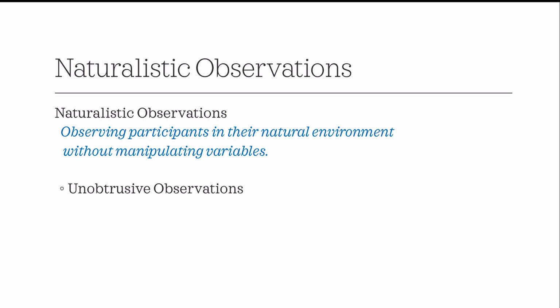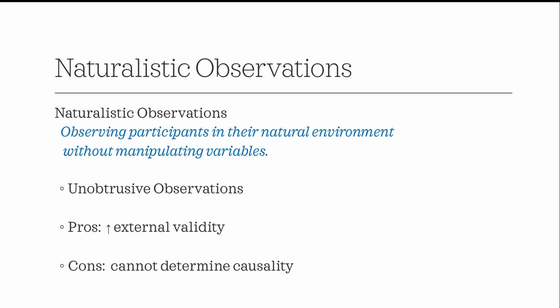So we want to make sure that these people don't know they're being watched, because we don't want their behavior to change. We want to know what they really act like when nobody else is around. The pros of this type of research is it's got really high external validity. We're watching people when they don't know that we're watching them, so they're behaving like they normally would. What we want to see, high external validity to the real world. The cons are that we cannot determine causality. We don't know which variable causes which, or if they might be caused by a third variable.